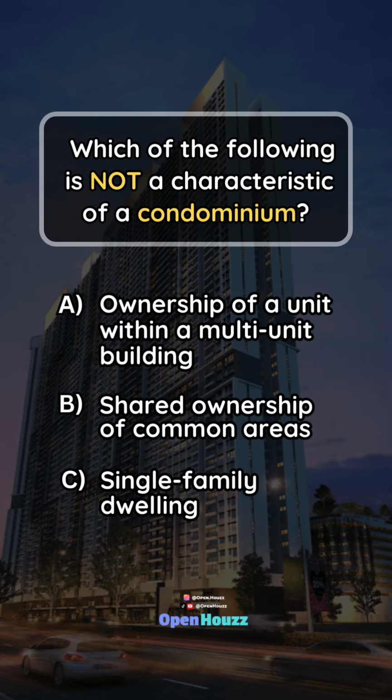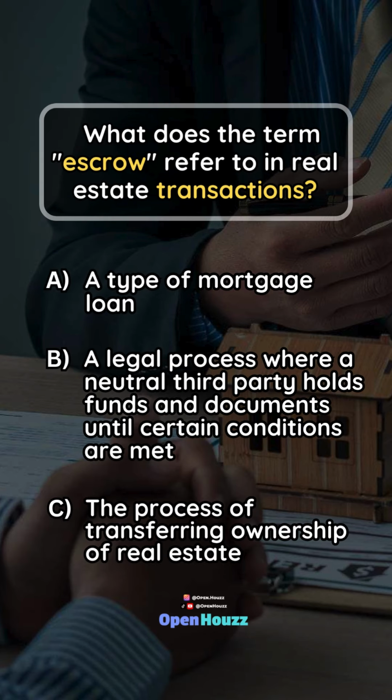Which of the following is not a characteristic of a condominium? Single-family dwelling. What does the term escrow refer to in real estate transactions? A legal process where a neutral third party holds funds and documents until certain conditions are met.